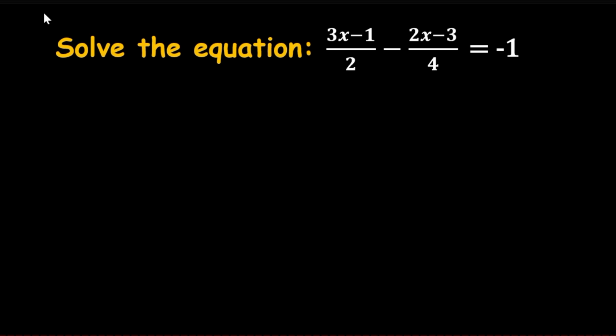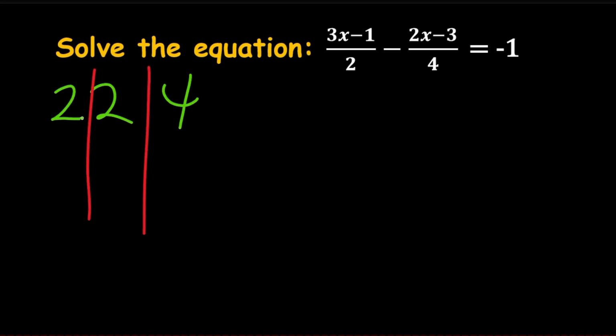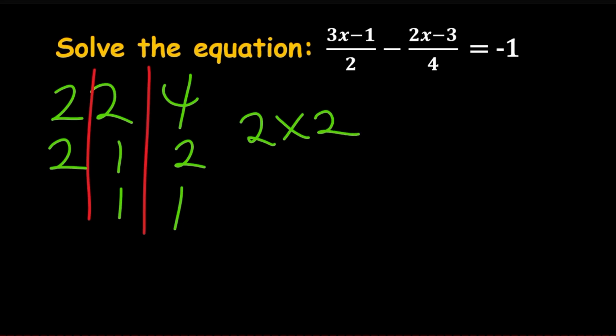To solve this equation, let's find the LCM of the denominators. The LCM of 2 and 4: we divide through by 2. 2 divided by 2 is 1, 4 divided by 2 is 2. Divide again by 2. We have 1 here, and 2 divided by 2 is 1. Therefore, the LCM of 2 and 4 is 2 times 2, which is equal to 4.